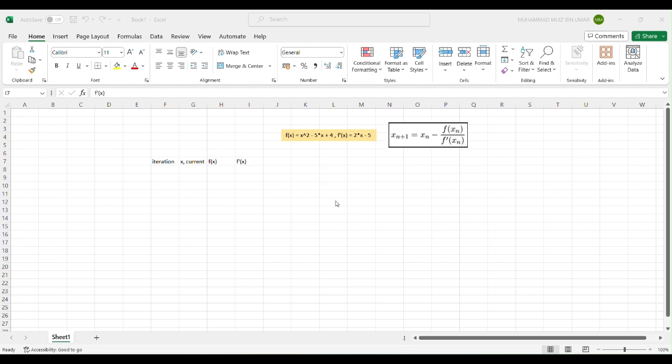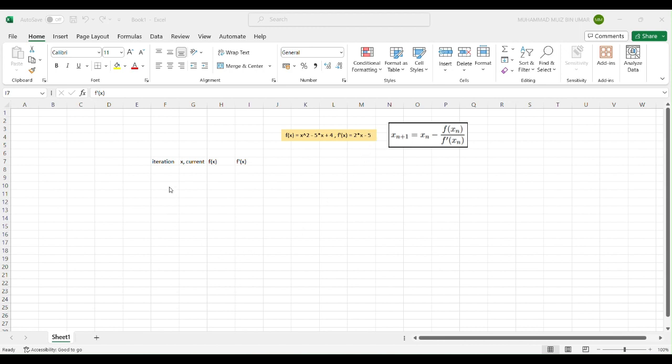Okay, so now we are going to apply the Newton-Raphson method in Excel. First and foremost, we have to set our function and find its derivative. Our function is x squared minus 5x plus 4, and the derivative is 2x minus 5.